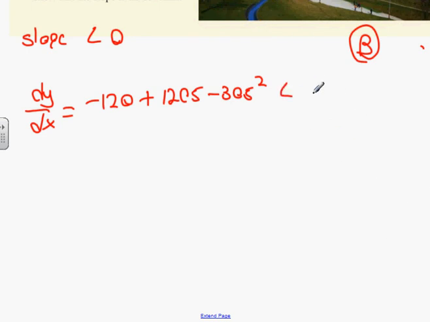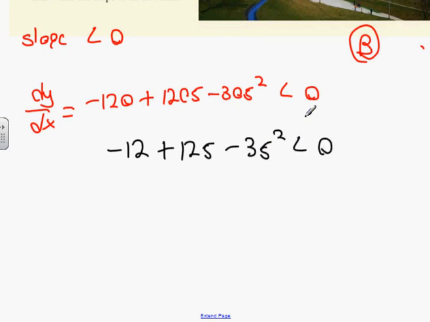So at the moment it's hard to handle because of the big numbers. So any way of getting rid of those big numbers? Divided by 10: minus 120 plus 12s minus 3s squared. Now, can anybody in the class explain to me why didn't that affect the inequality? Can anybody tell me?